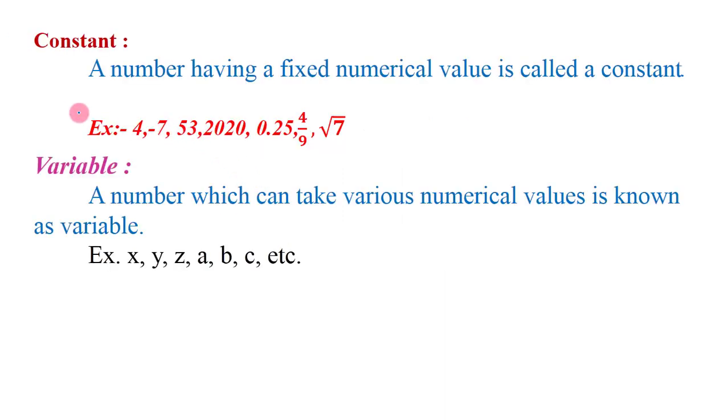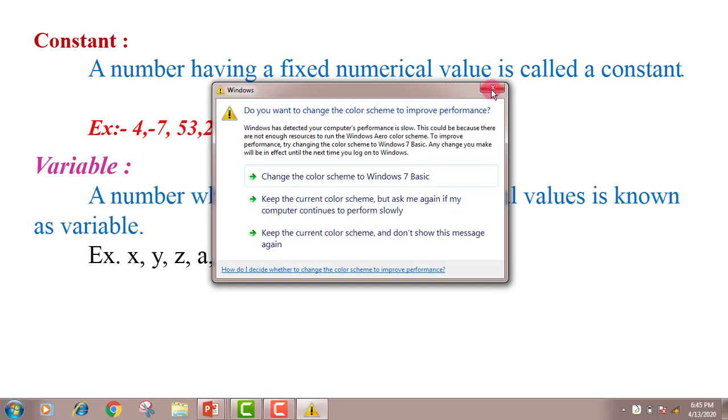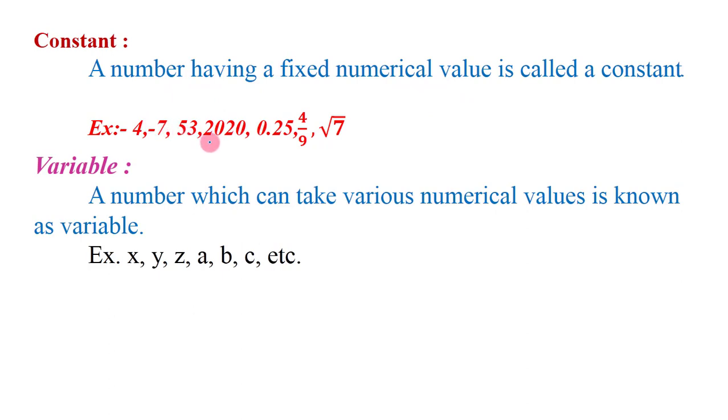Now we are going to discuss polynomials of class 10. Let us observe the synopsis in this video. Actually, this polynomial topic comes under algebra. Constants: a number having a fixed numerical value is called a constant, just like examples 4, 7, 53, 20 and so on. These are numbers which have a fixed value, so we call them constants.